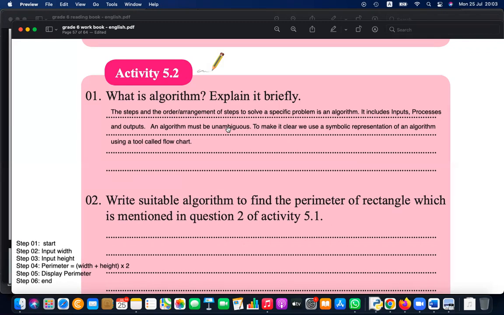Clear to understand. So it uses symbols. A symbolic representation is there to solve that. That is called the flowchart, right? So please write down that part.